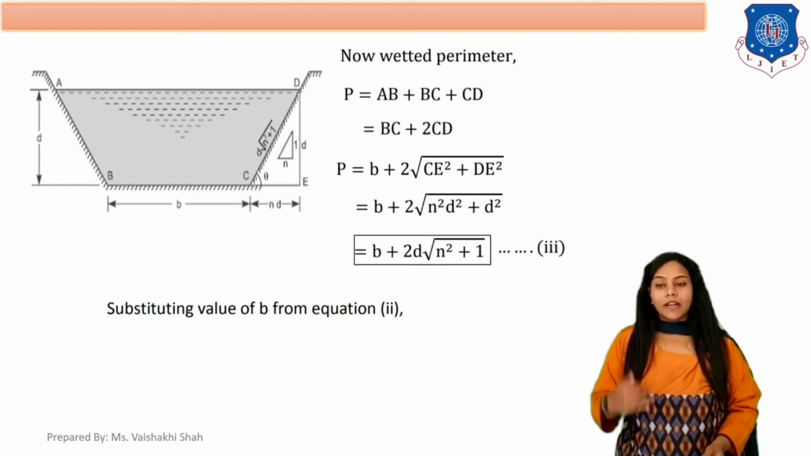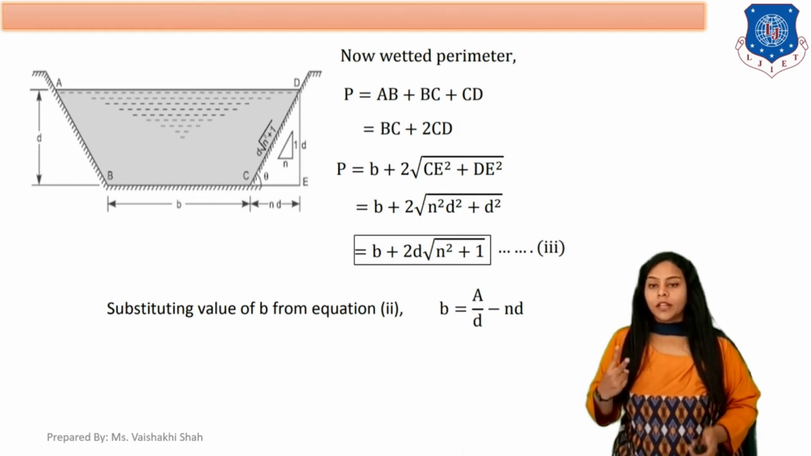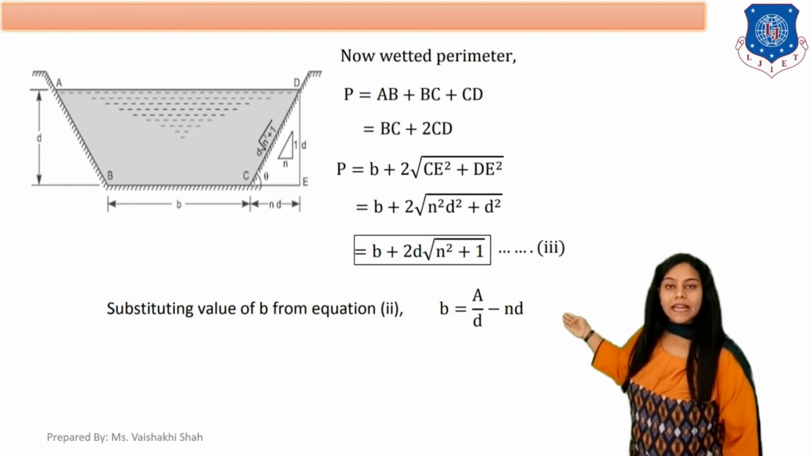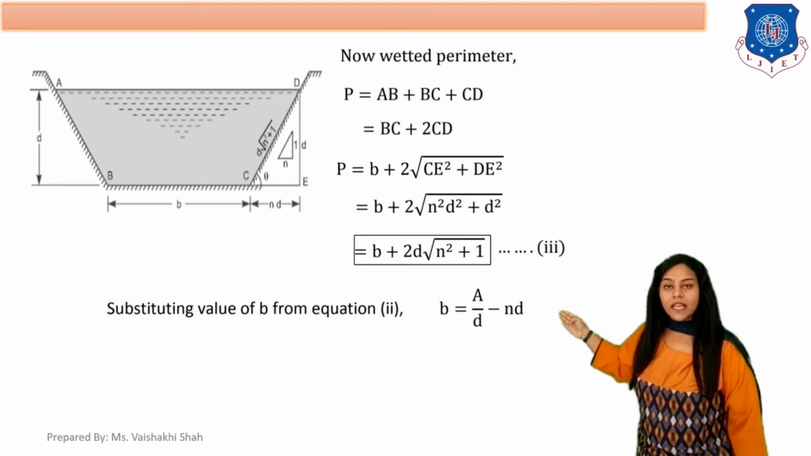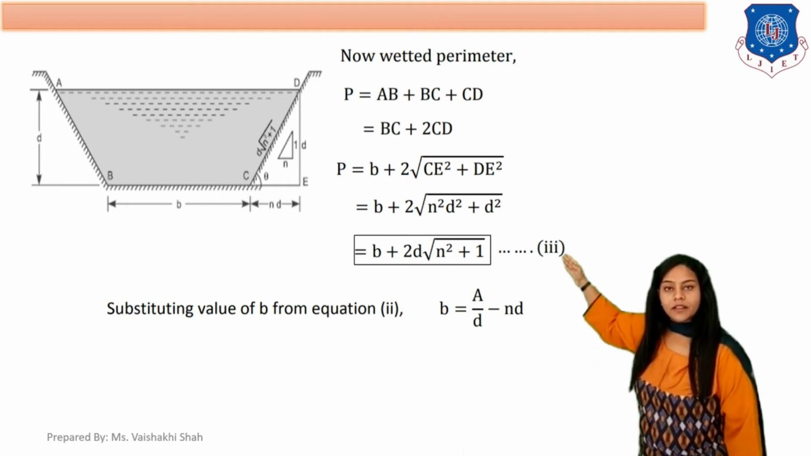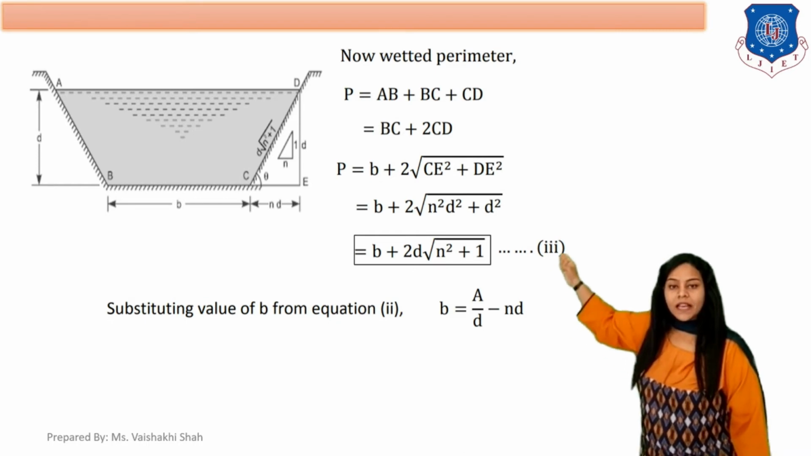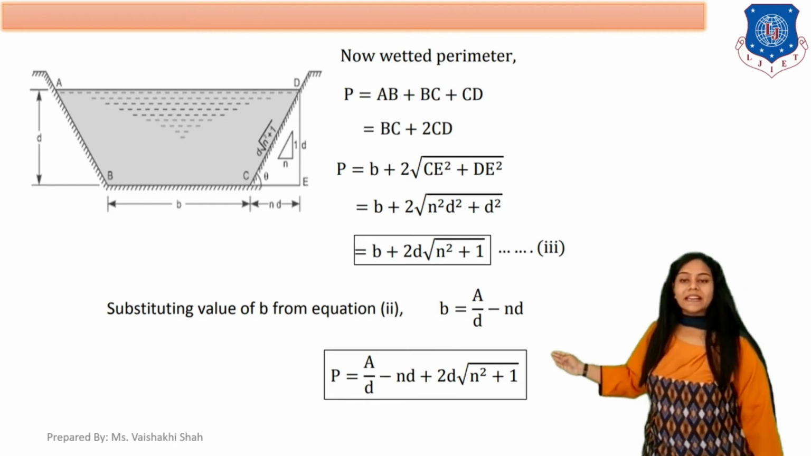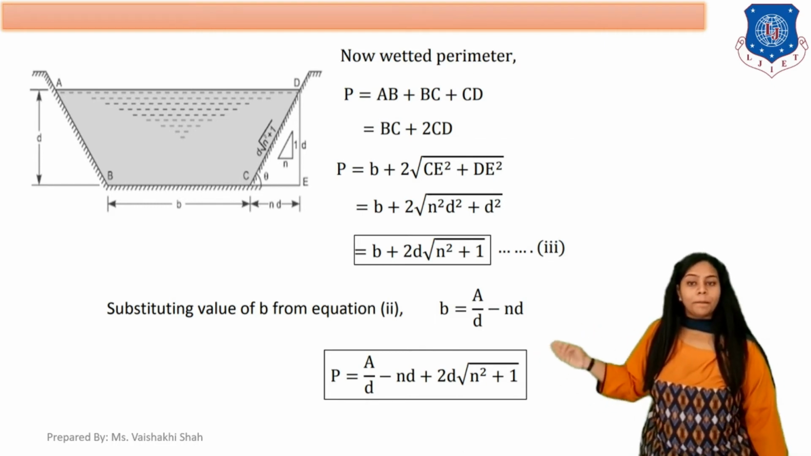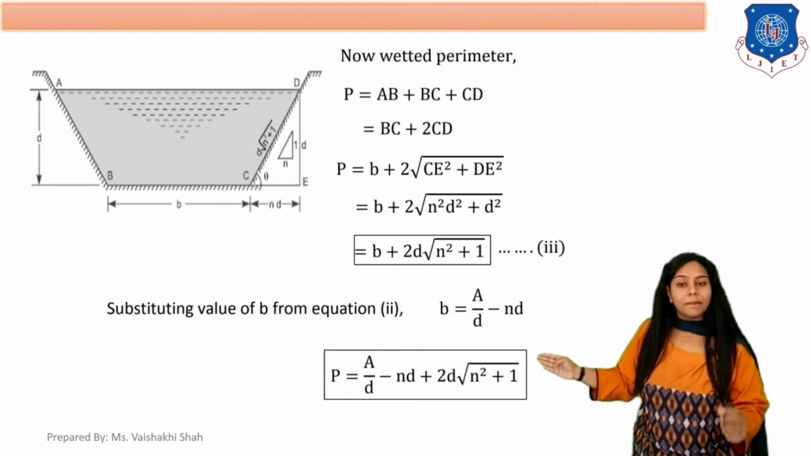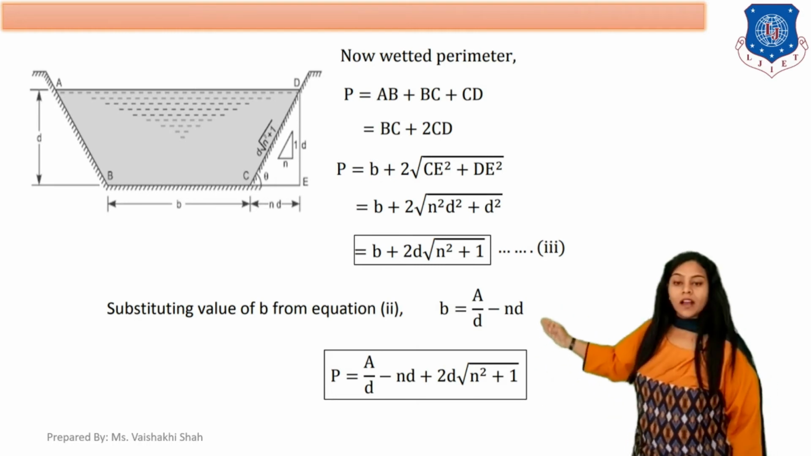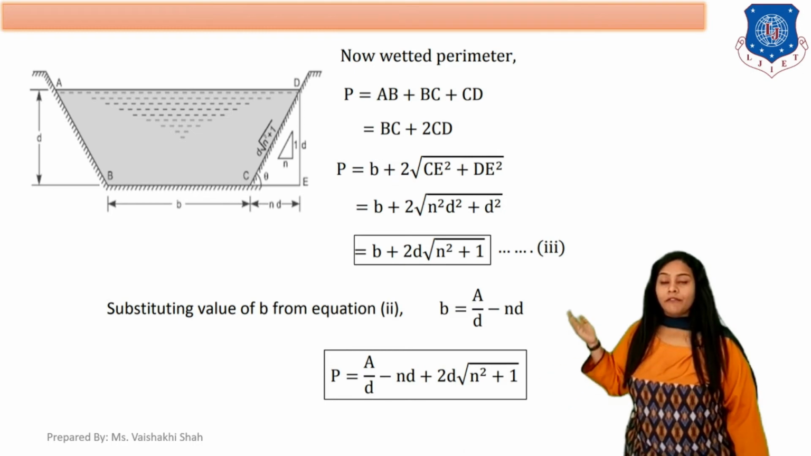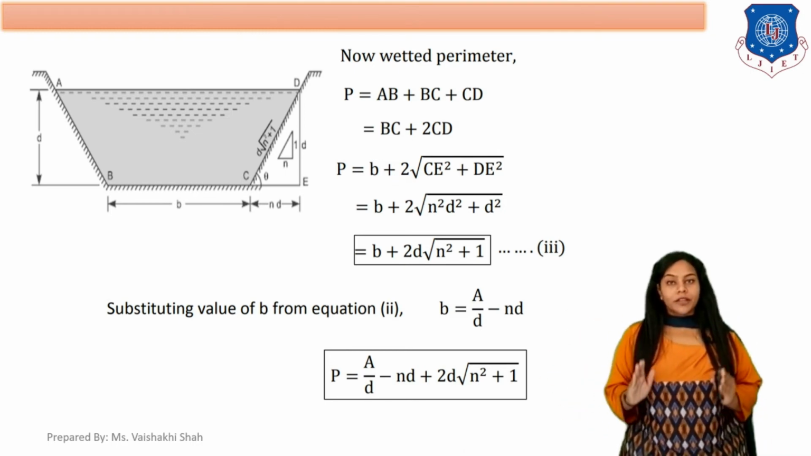Now placing the value of B from equation number 2. This was your equation number 2, where B equals to A by D minus ND. Placing B in equation number 3, you get P equals to A upon D minus ND plus 2D under root N square plus 1. So this equation is for perimeter, wetted perimeter in trapezoidal section.